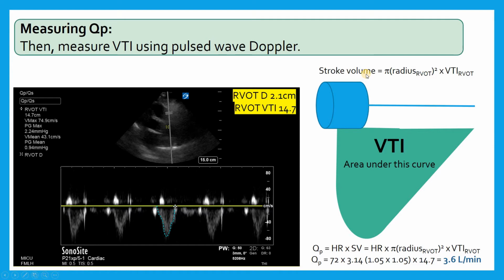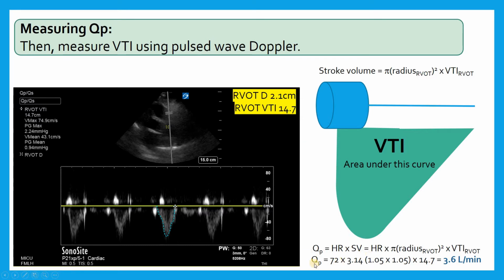So stroke volume is pretty simple. If I know the area of the circle and I know the velocity time integral going through that circle, I can get a stroke volume. So that's pi times my radius, my RVOT radius, squared, times my velocity time integral. It's the same thing you'd see if you were measuring systemic cardiac output through the LVOT.